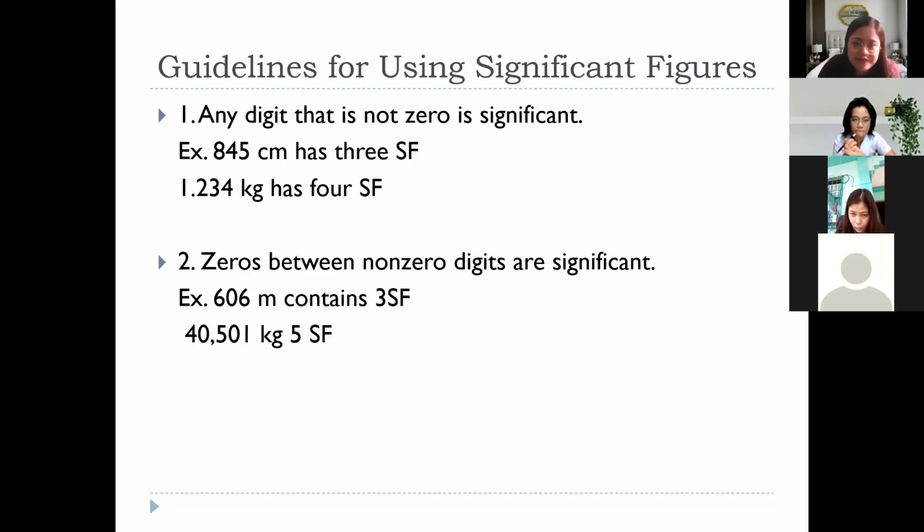Next, we have 40,501. So definitely all the non-zero digits are significant. So we have 4, 5, and 1. And then the zeros in between are also significant. So we have a total of 5 significant figures.